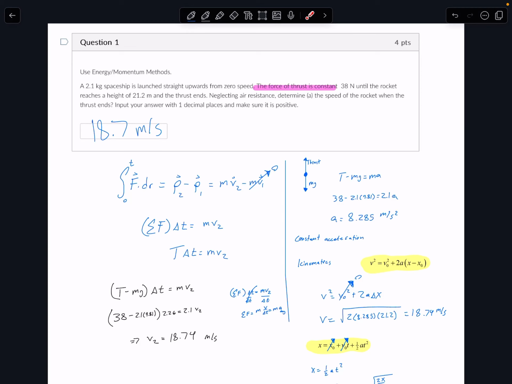All right, here we have quiz number 4, attempt number 1. We're looking at a 2.1 kilogram spaceship launched straight upwards from an initial velocity of 0. We have a constant thrust of 38 newtons until it reaches a height of 21.2 meters, and then the thrust ends. We're ignoring air resistance, and our objective is to determine the speed of the rocket when the thrust ends.